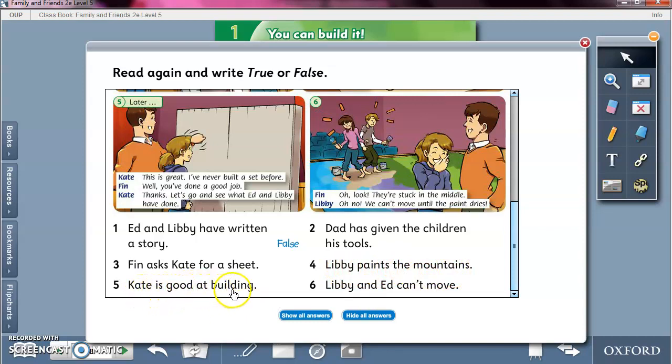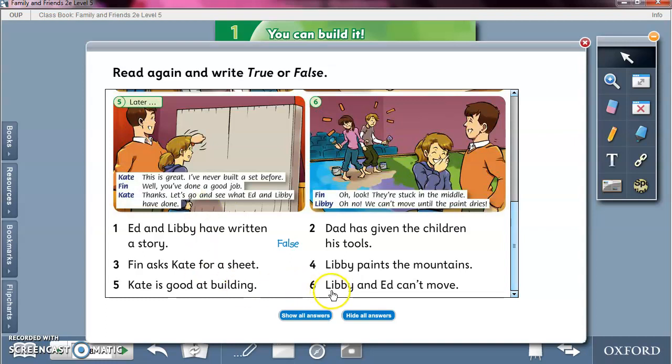Sentence number 5. Kate is good at building. That's false. This is great. I've never built a set before. Kate said she has never built a set before. So this sentence is false.